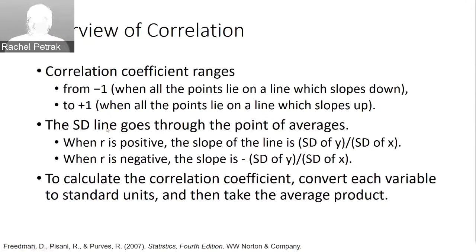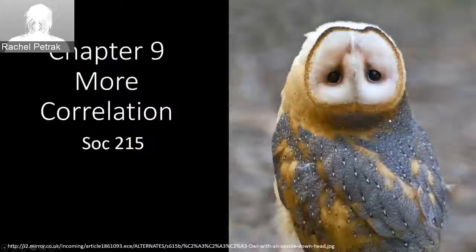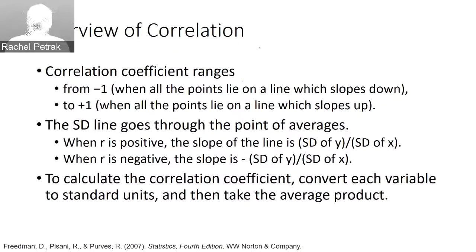The standard deviation line always goes through the point of averages. And we can describe the slope of the standard deviation line by just looking at the ratio of the standard deviation of y to the standard deviation of x. This is what I'm looking at here. And this should look familiar to you already because it's very much like how we could measure the slope of the regression line. But right now we're talking about the SD line.